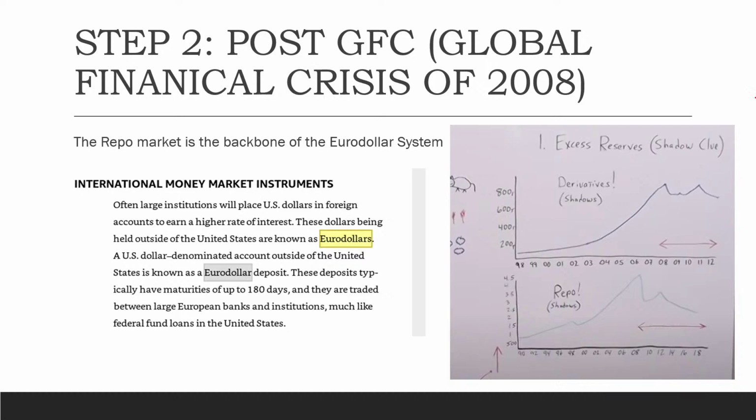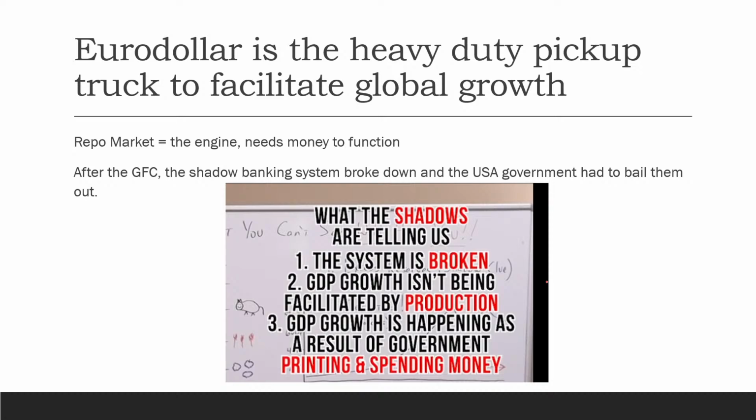So we talked about this graph before, this one right here. These are the derivatives in the shadow market. Going back to 1998 and to now, we have the expansion of the repo market and the derivatives up to 2008 and the financial crisis. If we picture the Eurodollar system as the heavy pickup truck that facilitates global growth in the market, then the repo market is the engine that needs money to function.